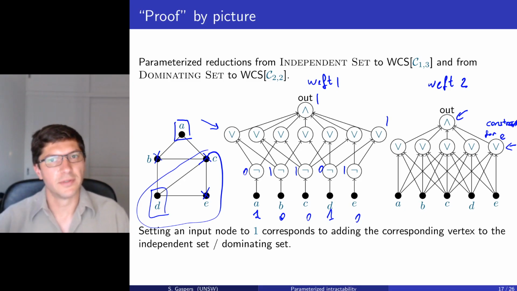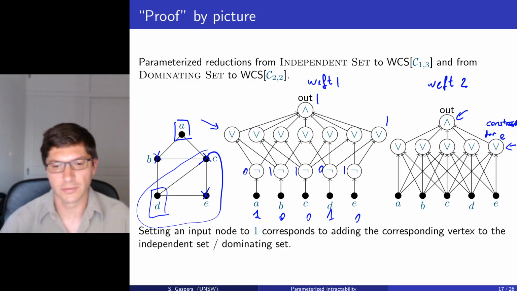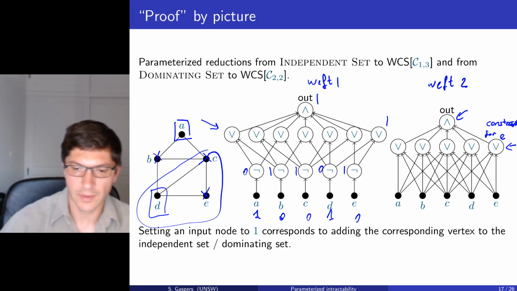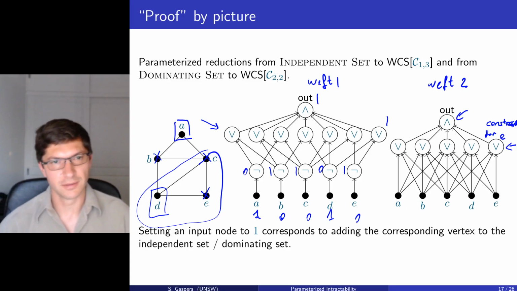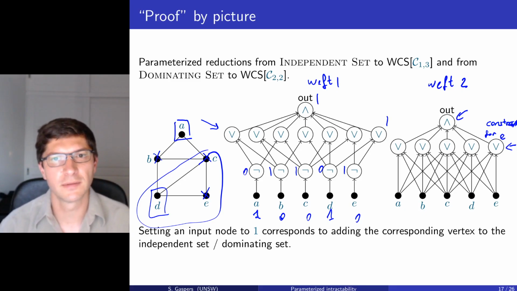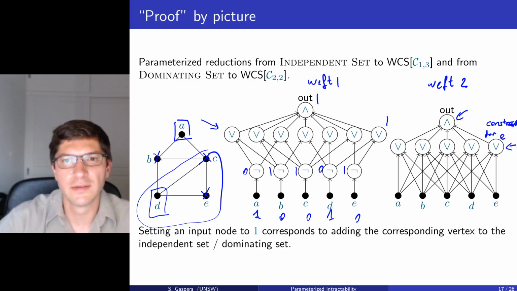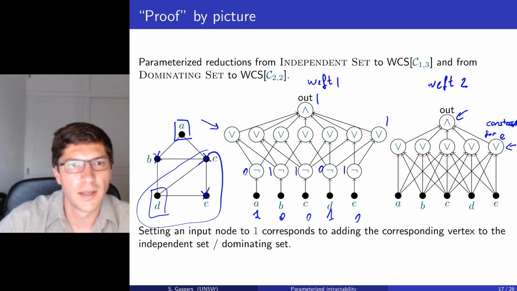And the depth of these 2 circuits is also upper bounded, by 3 for the first one and 2 for the second one. And so this picture now gives us an idea how to show parameterized reductions from independent set to WCS on C1,3, so Boolean circuits with weft 1 and depth 3, and from dominating set to Boolean circuits with weft 2 and depth 2.